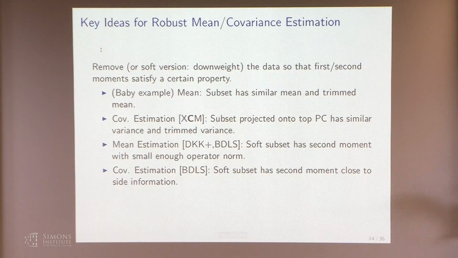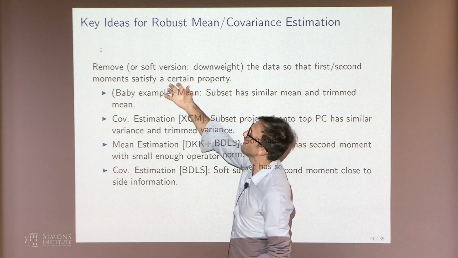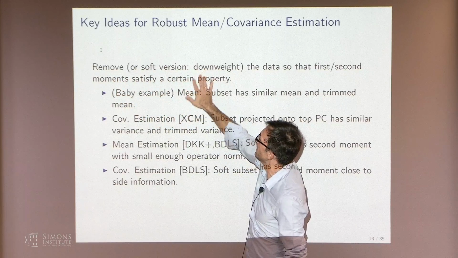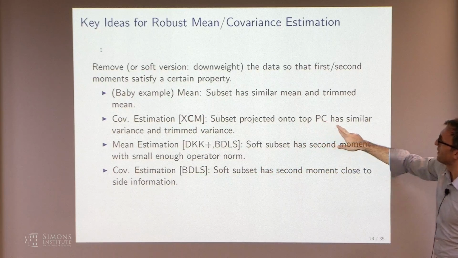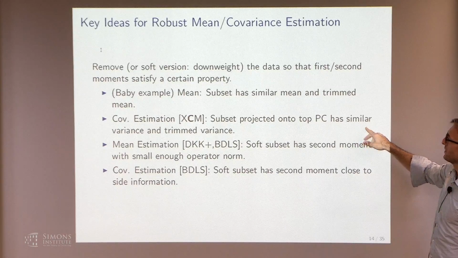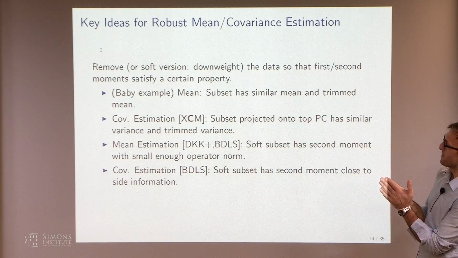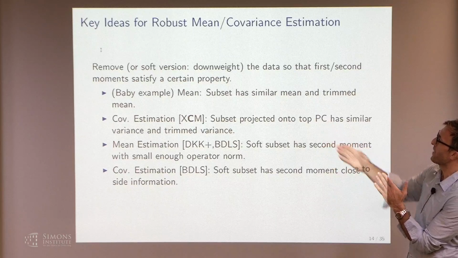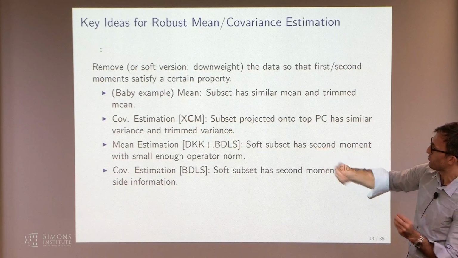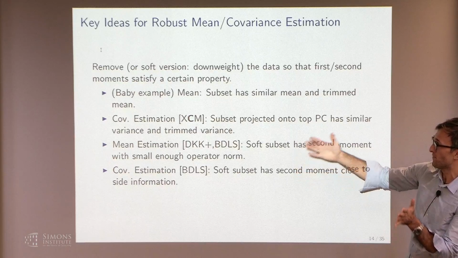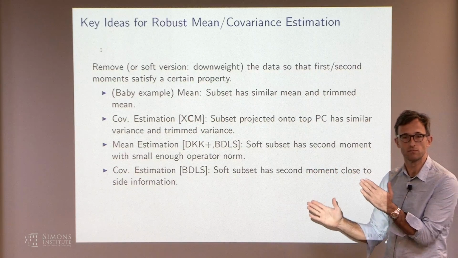It's this idea of checking to see if your remaining points, the ones that you didn't remove or downweight, satisfy a certain property. This idea is used in different versions. For example, in our older work on covariance estimation, the property we used was very similar to this concept from the mean. If I have a candidate principal component and I project all my data onto it, and the variance of those points is close to the variance if I trim 10% of them, using 10% as my stand-in for epsilon, then you know that you found a good direction.